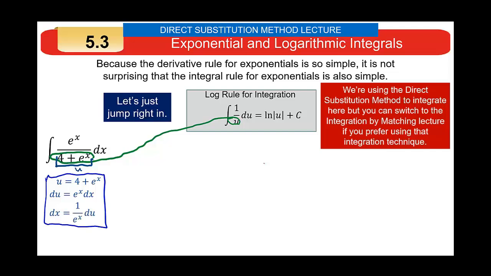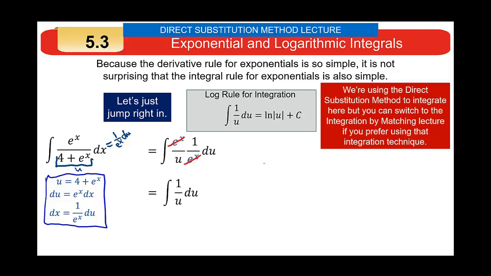Of course, the next step is to solve for dx, so we end up with 1 over e to the x du, or du over e to the x if you'd rather. If we plug in the u in place of 4 plus e to the x and let dx be 1 over e to the x du, you see what happens. The e to the x's divide away. Like I said, the e to the x got captured by the differential du. Now it's being divided out, and all you're left with is the integral of 1 over u du, and now you can see why this was a log rule for integration formula.